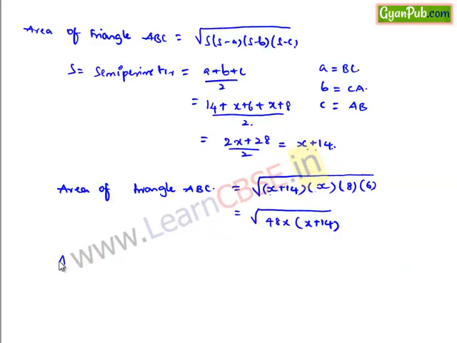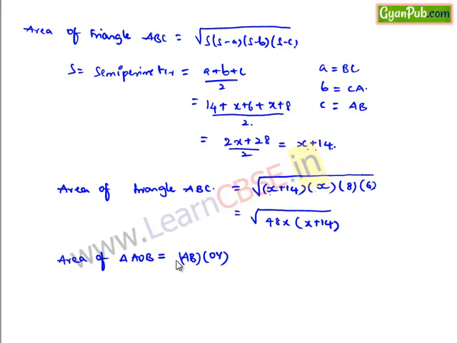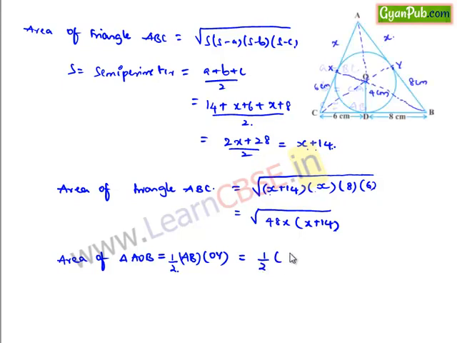So let us find them separately. Area of triangle AOB is equal to, as we know that radius is always perpendicular to the tangent, OY will be perpendicular to the side AB. Therefore here area of AOB will be equal to half times base, here AB, and height, here OY, that is equal to half times AB, here x plus 8, into OY, here the radius, that is 4, which is equal to 2 times x plus 8.